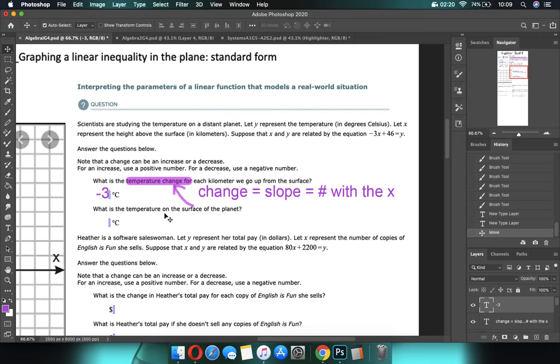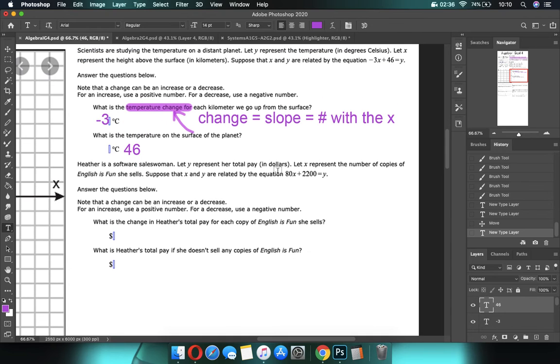The next question, what is the temperature of the surface of the planet? That's your leftover remaining number, which in this case is 46 degrees Celsius. And that's the big thing. So long as you know which number the change is, you automatically know what number the equation is. And since they give you the equation every time, there's actually not a lot of thought related to this particular word problem.